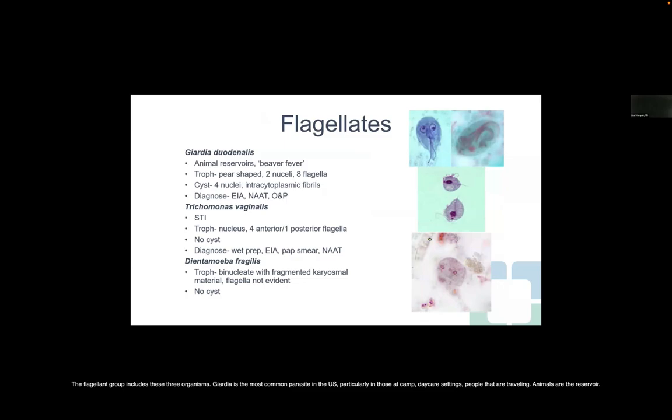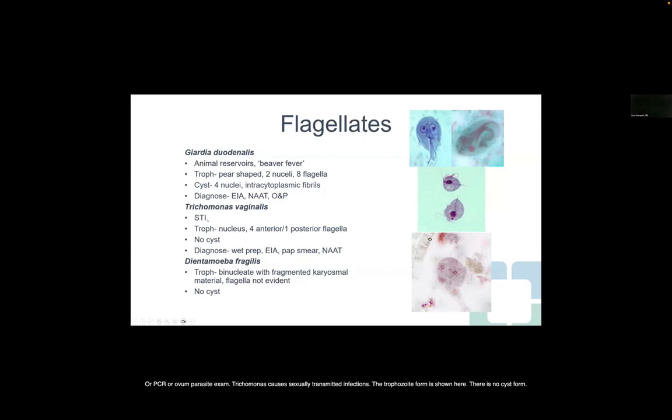Giardia is the most common parasite in the US, particularly in those at camp, daycare settings, and people that are traveling. Animals are the reservoir. Our trophozoite is seen here. It's pear-shaped. It has 8 flagella. The cyst has 4 nuclei and some cytoplasmic fibrils, which is shown there. It can be diagnosed by a lateral flow assay, particularly in conjunction with Cryptosporidium, or PCR, or ova and parasite exam.